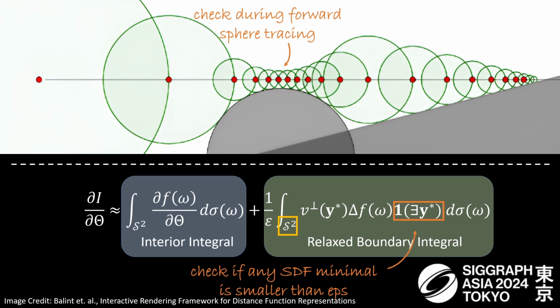So to sum things up, all that we need to do in our method is to first keep track of the SDF local minimums during the forward sphere tracing process. And if we detect some relaxed silhouette point, then we evaluate the relaxed boundary integral using these relaxed silhouette points, add them up, and divide them by a constant factor of epsilon. That's it. Very simple, right?